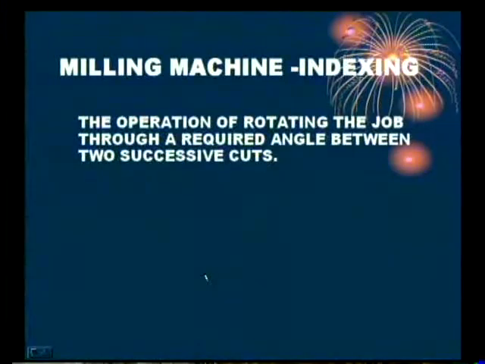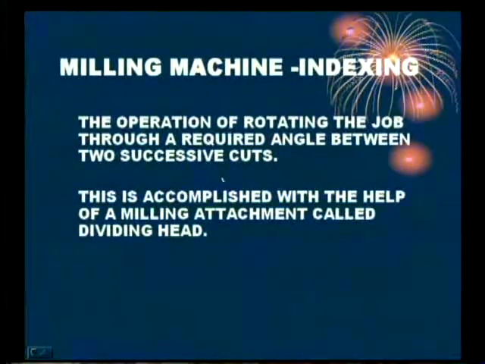Now, with this attachment called the dividing head, we go to a very important operation, indexing, widely used in all milling machines. What is indexing? It is the operation of rotating the job through a required angle between successive cuts. The job is fixed on the table, and when gears are to be cut or a number of slots are to be cut on the job, the working surface is to be divided into an equal number of parts. This is called indexing.